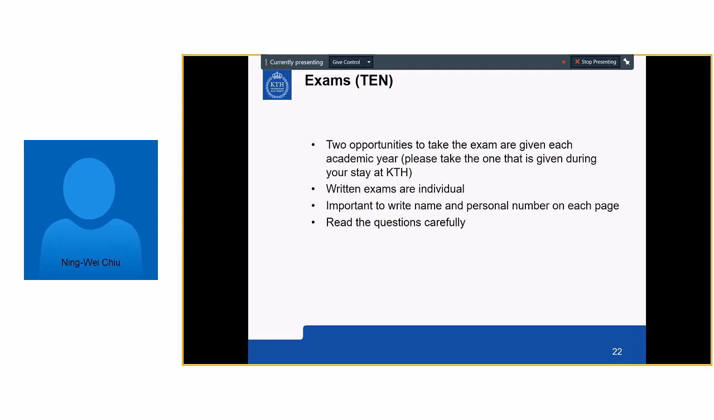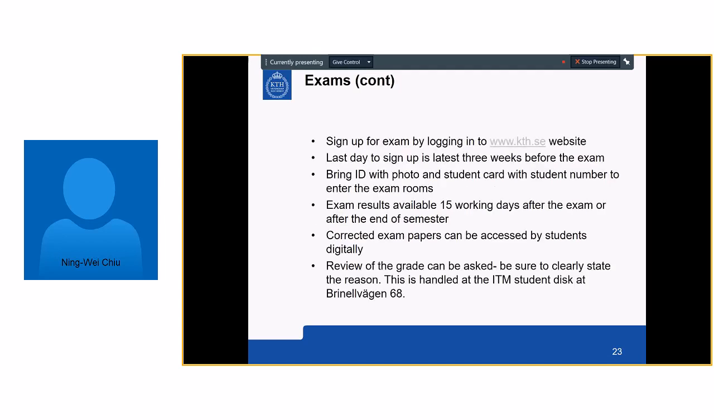Bring ID with photo and your student card to the exam place. Because I think last week we had the exam week for period 2, and a few students got blocked outside because they didn't have ID with a photo, or they couldn't show their student card. So make sure you have those with you all the time, especially for the exam entrance.